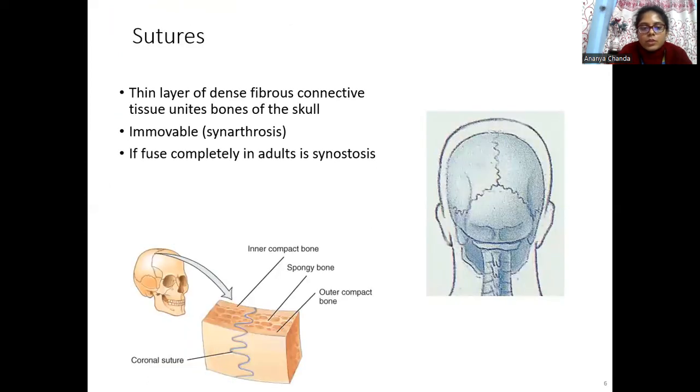The sutures. So sutures are the thin layer of the dense fibrous connective tissue which helps to attach the bones of the skull. So these are immovable type and are known as what? Synarthrosis.